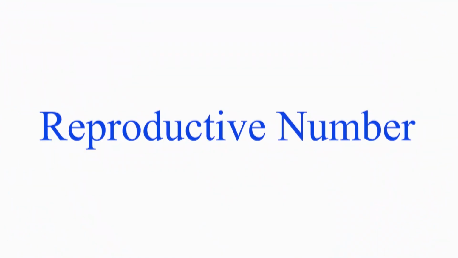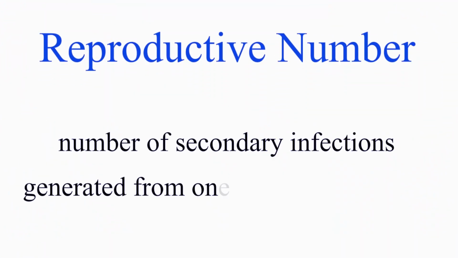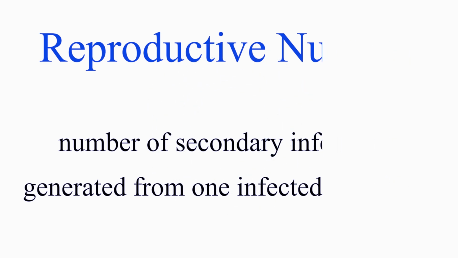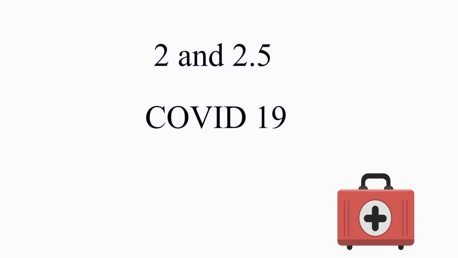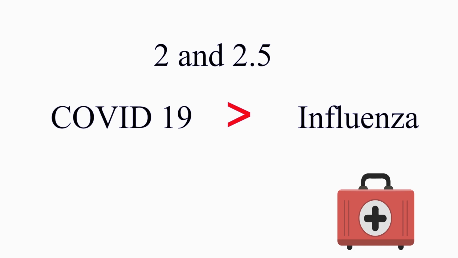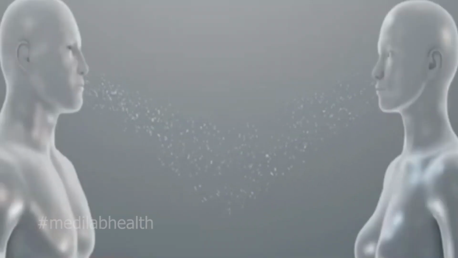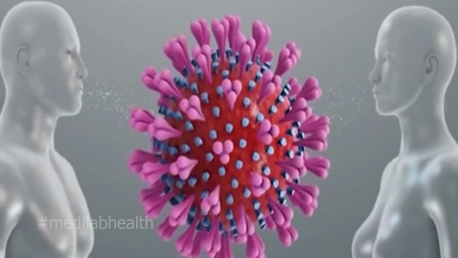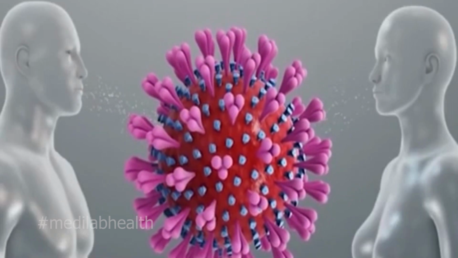The reproductive number, the number of secondary infections generated from one infected individual, is understood to be between 2 and 2.5 for COVID-19 virus, higher than for influenza. However, estimates for both COVID-19 and influenza viruses are very context and time specific, making direct comparisons more difficult.